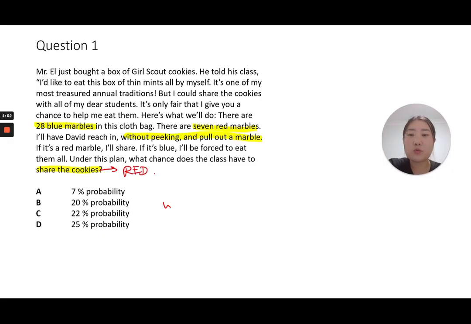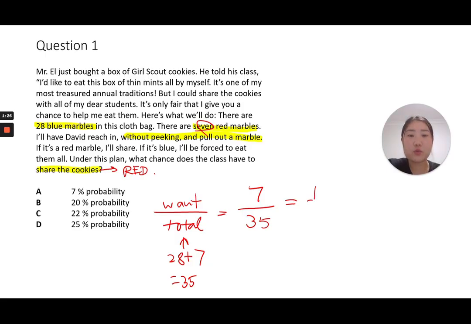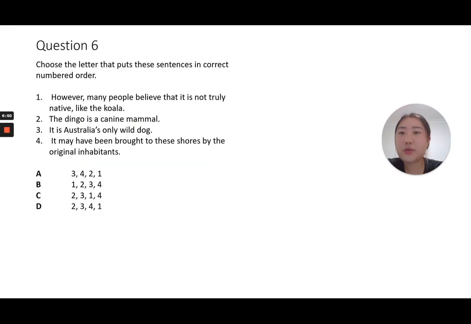So remember, our probability is what we want over the total that are in the bag. So i.e. we have 7 red, so 7 on the top, and the total would actually be comprised of the 28 marbles that are blue plus the 7 marbles which are red, and that actually is 35. So it's 7 over 35, which gives you 1 over 5. Now you might know that 1 over 5 in percentage is actually 20%. If you didn't know that, you can change the bottom to 100 and then you'll have to times the top by 20 and you get 20%. So B.